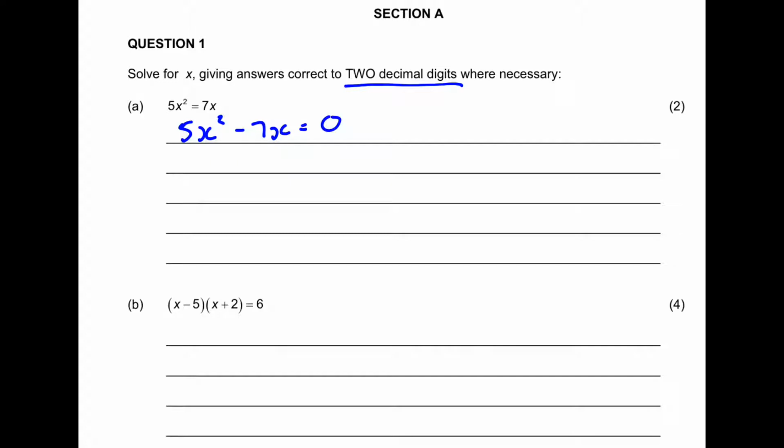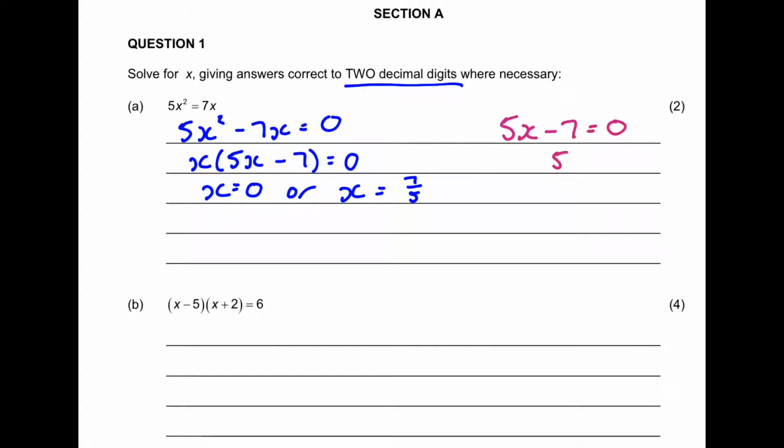Now this quadratic equation doesn't have a constant, which means you're not going to factorize into 2 brackets. You're simply going to factorize the common factor out, which is x, and you'll be left with 5x minus 7 in your brackets, and then your solutions are x equals 0 or x equals 7 over 5. Okay, remember that 7 over 5, we got that by saying 5x minus 7 equals 0, and then effectively solving for x.